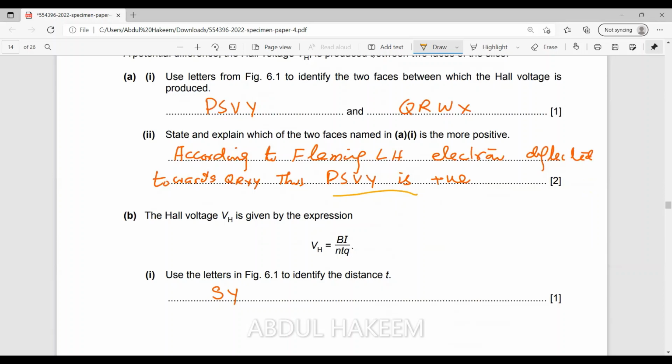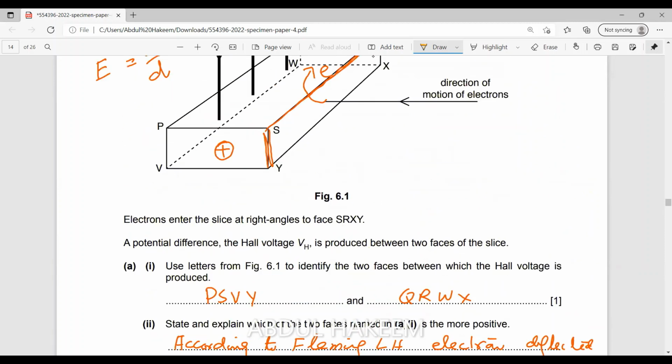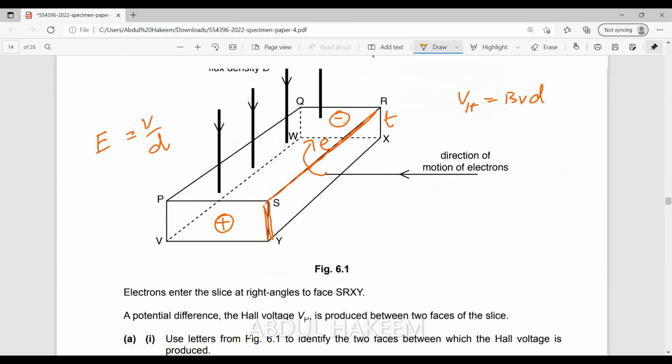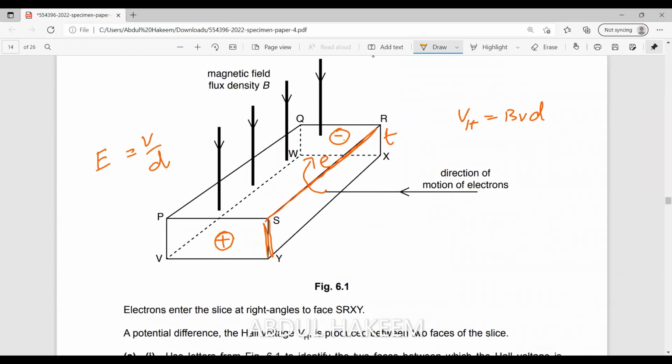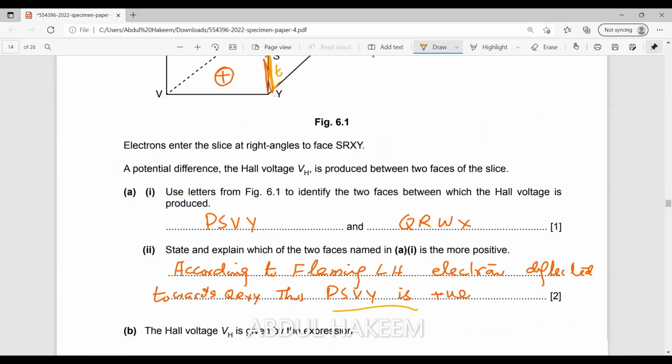Use the letter to identify the distance t. T is actually the thickness of the crystal, the thickness of the slice. And this is Sy. Look, this is positive, this is negative. For the electric field, this SR is the distance, and this T is the thickness of the slice. So you can write Sy, you can write PV, QW, RX. So this vertical height is the thickness.